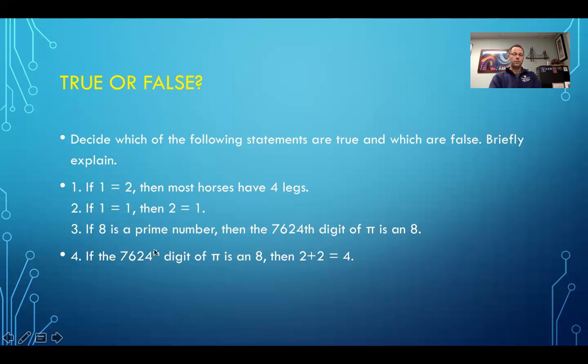How about this? If the 7,624th digit of pi is an 8, then 2 plus 2 equals 4. I've got to think about that. The then part actually is true. It's true no matter what. The only way this can be false is if the if part is true and it leads to a then that is false. But the then is always true, which means this can never be false. So that statement is true. That'll be fun to play with. You're going to like it.